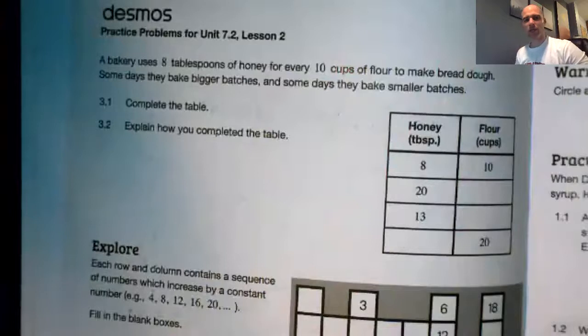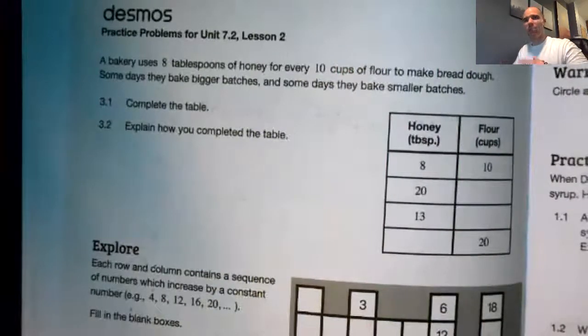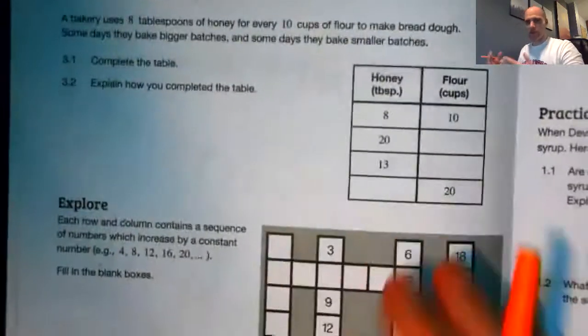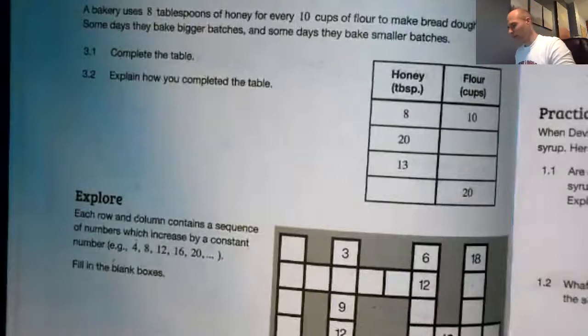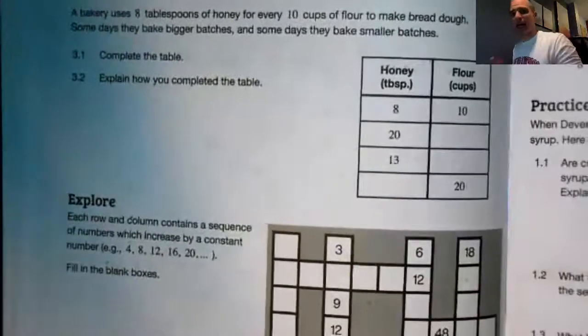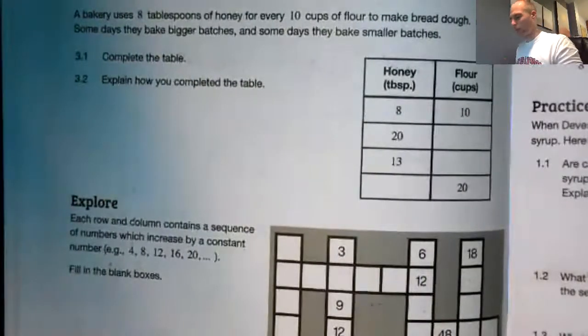A bakery uses 8 tablespoons of honey for every 10 cups of flour. Okay, so we got an 8 to 10 ratio. Some days they make bigger batches and some days they make smaller batches. All right, so let's complete this table. Make sure that we keep this ratio between honey and flour proportional so the bread dough turns out good. Okay, so let's establish our constant of proportionality right off the top.